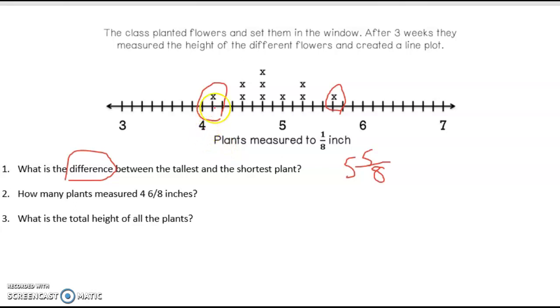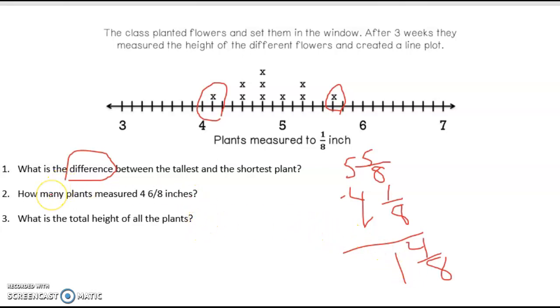4 1/8 minus 4 1/8. I can do this easy peasy. I do not have to regroup. 5 minus 1 is 4. 5 minus 4 is 1. So the difference between the tallest and the shortest plant is 1 4/8 inches, or 1 1/2, because 1 1/2 is equivalent to 4/8.